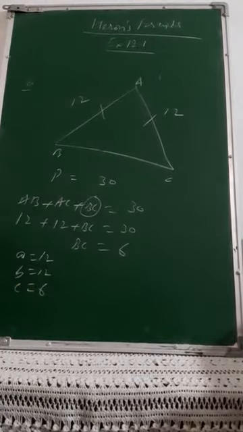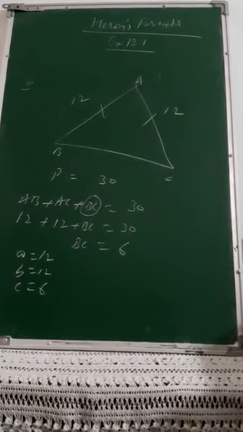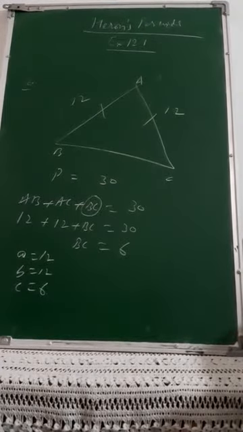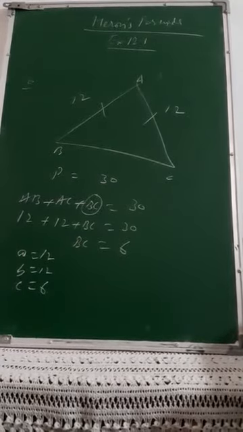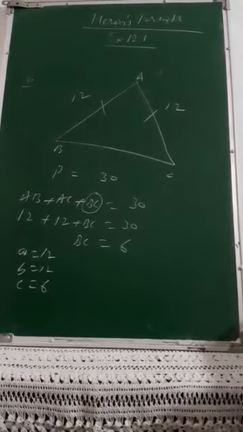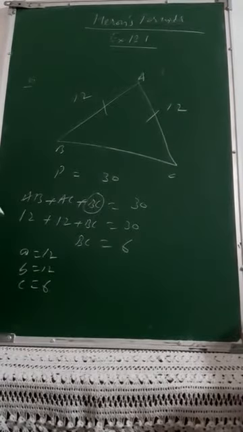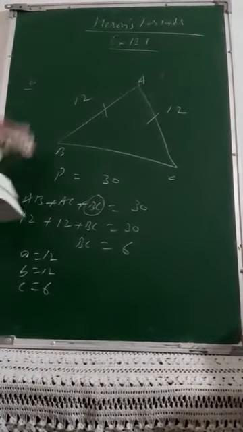Now ABC is there with me. So finally I can find the semi-perimeter and then put this ABC in the formula of area of the triangle by Heron's formula, S into (S minus A)(S minus B)(S minus C), and get the square root of that, and please check whether the result is correct or not. So that's all about your exercise 12.1.